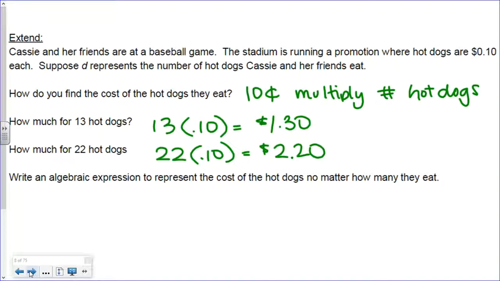Make sense for everybody? Now I want you to write an algebraic expression. Remind me again, what does something that's algebraic have to have in it? A letter. Did they tell me what letter to use? D, right? What's an expression mean? No equal sign. So, how can we turn this into an algebraic expression? How much is each hot dog? What if I don't know how many hot dogs they ate? What would you use? D, and you would multiply them. There's your algebraic expression.